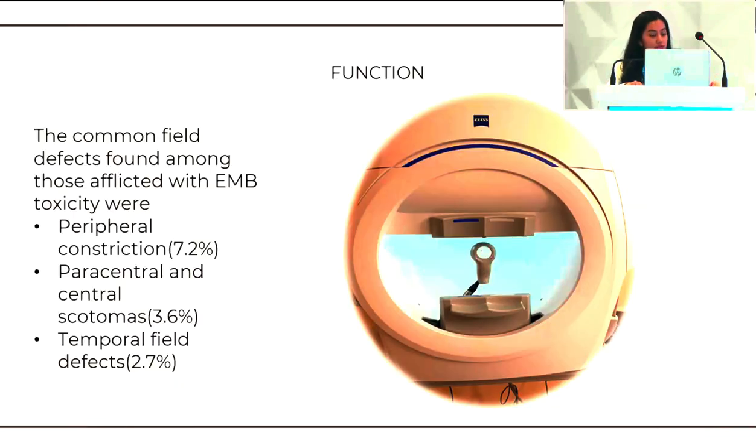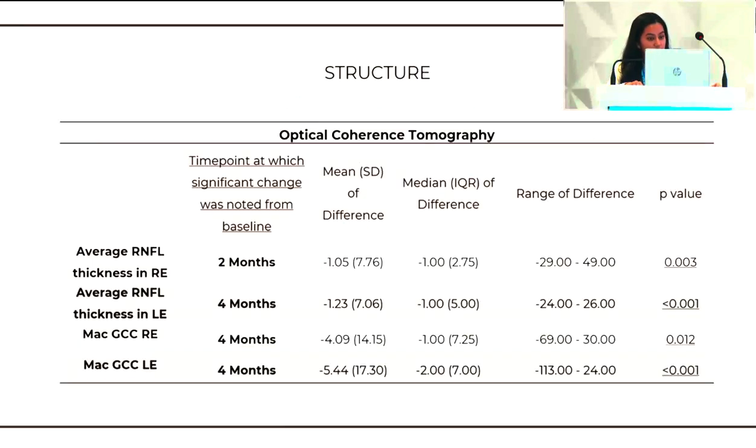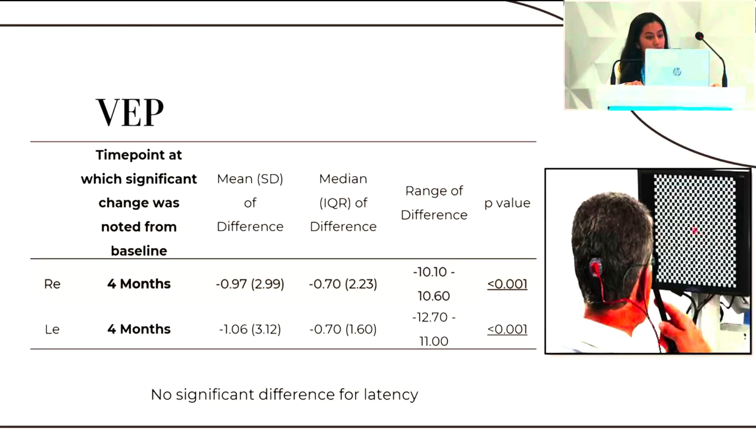The common visual field effects which we came across in the ethambutol-induced ocular toxicity patients were peripheral constriction in 7.2% of them, paracentral and central scotomas in 3.6% of them, and temporal field effects. The average OCT RNFL thickness showed a progressive decline. The same was noted for amplitude of visual evoked potentials. However, no change was noted in latency.